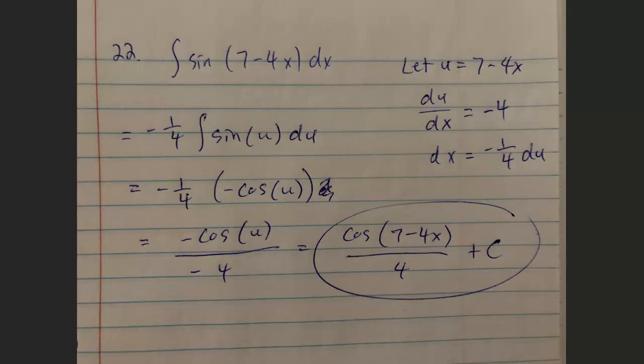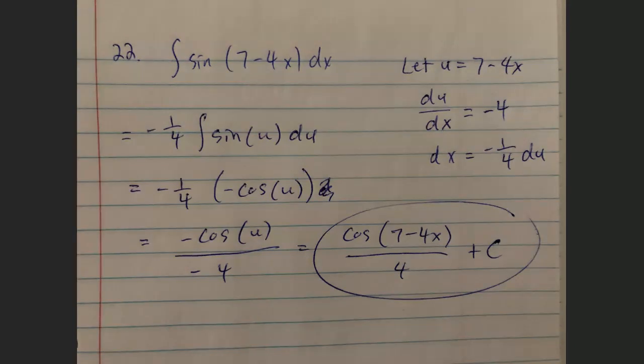So for question 22, it is to evaluate the integral of sine of 7 minus 4x. I use the substitution rule. I let u equal 7 minus 4x, and then I find the derivative of that. So du/dx is equal to negative 4. Then I solve in terms of dx, so that equals negative 1/4 du. Now I plug that into the original integral.